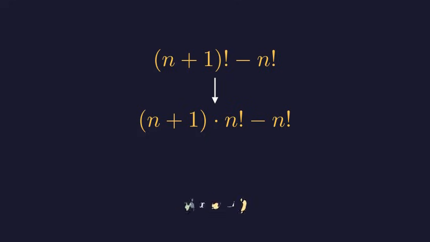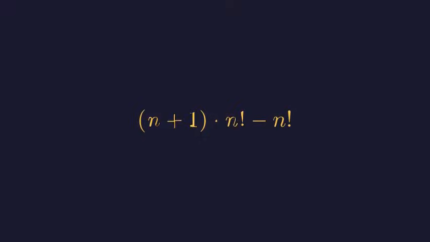We can use the distributive property in reverse to factor out the n factorial. Watch as the n factorial slides to the outside of a set of parentheses. This is where you must be careful. From the first term, we are left with n plus 1. But for the second term, remember that subtracting n factorial is the same as subtracting 1 times n factorial. So when we factor it out, we are left with a minus 1 inside the parentheses.